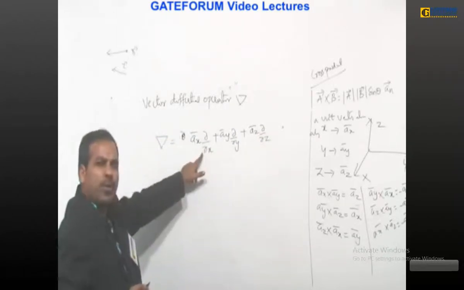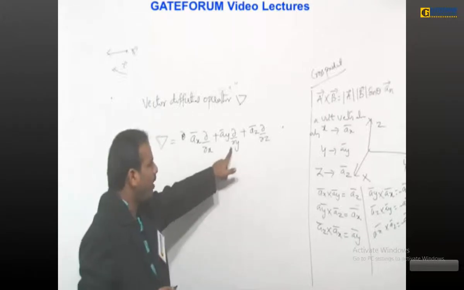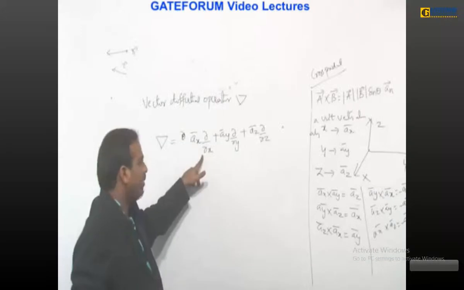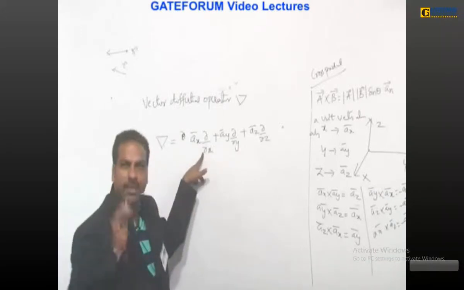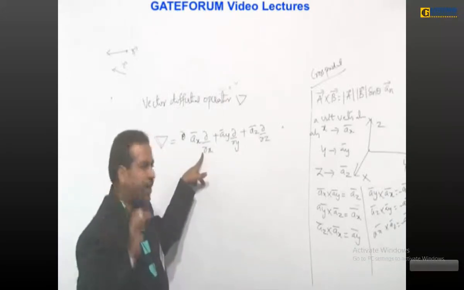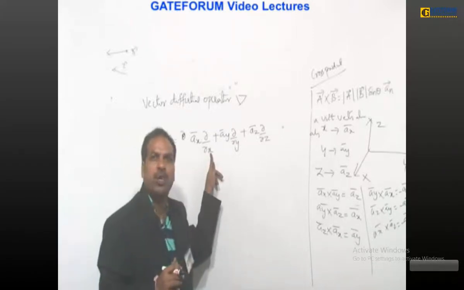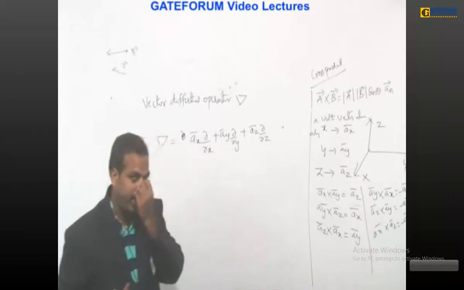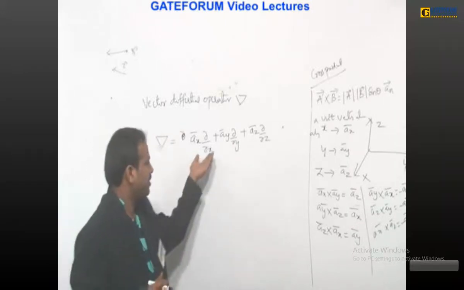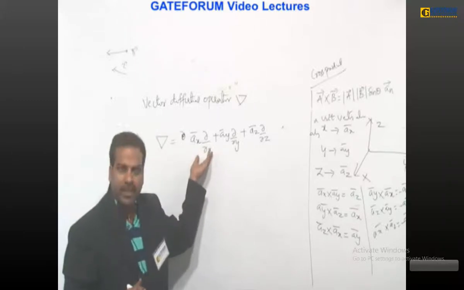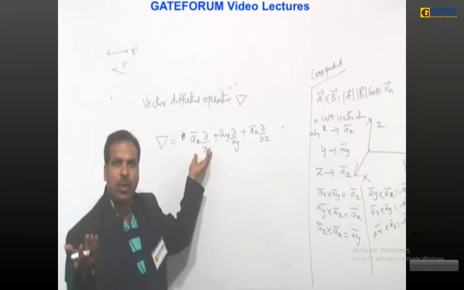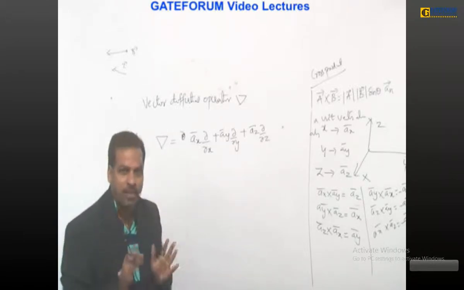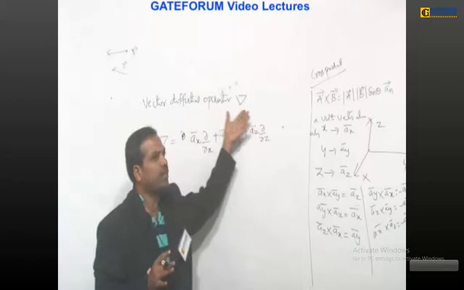What is this ∂/∂x, ∂/∂y, or ∂/∂z? They indicate the variation of any quantity, any field, along the spatial coordinates x, y, and z. That means the variation of any quantity along the spatial coordinates can be indicated by the operator called del, which I am calling here the vector differential operator.